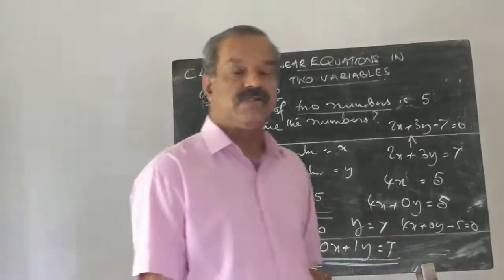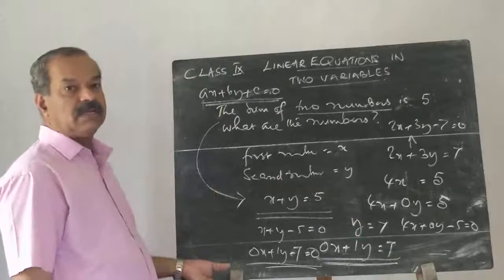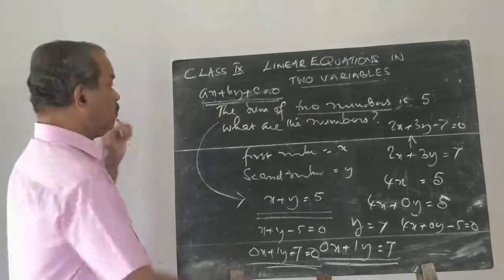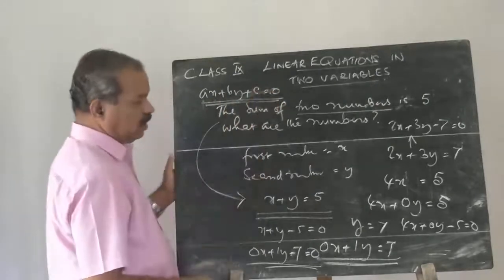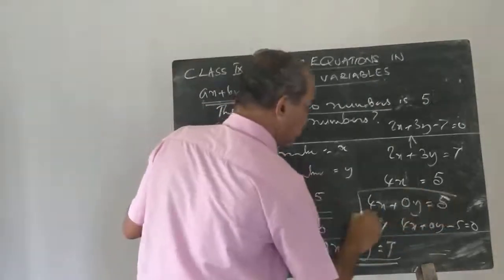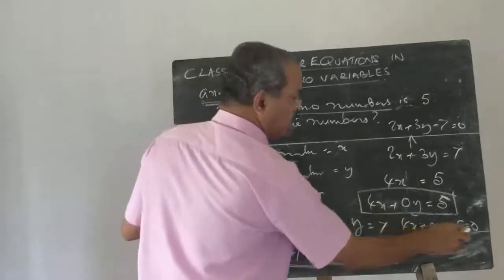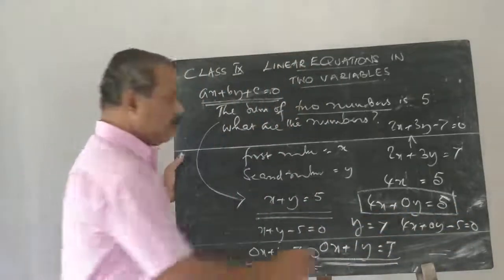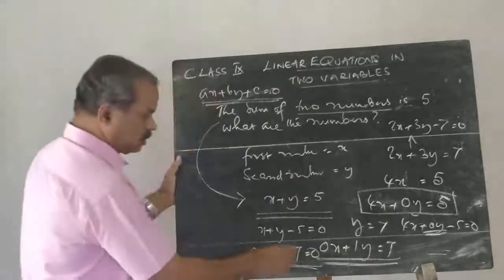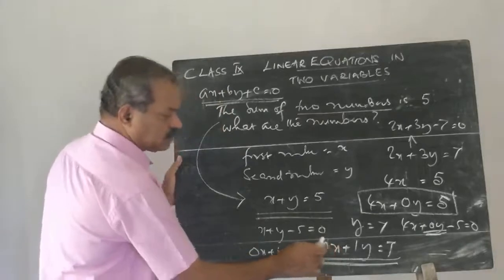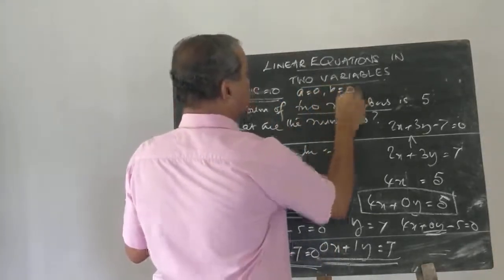In a linear equation in one variable, we put a condition: the coefficient of x is never 0. Here also, ax plus by plus c equal to 0. Look at this equation: b can be 0, 4x plus 0y minus 5 equal to 0. Look at this equation: a can be 0. So a can be 0, b can be 0.